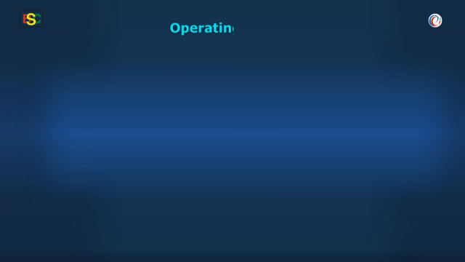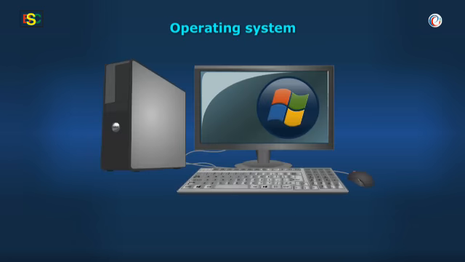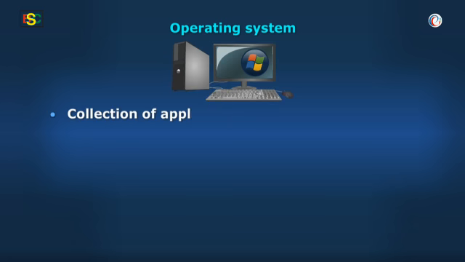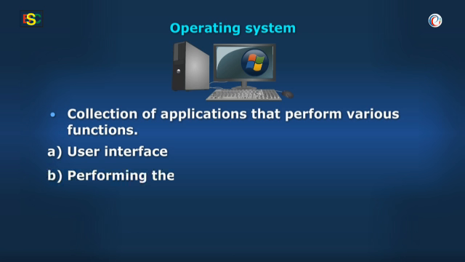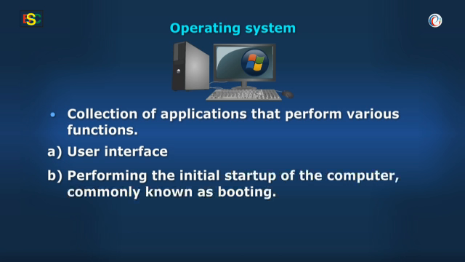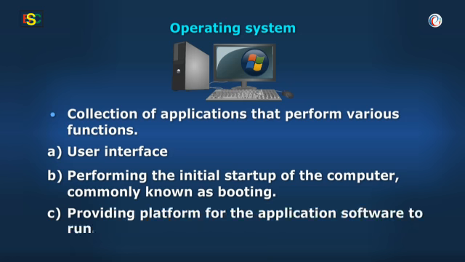Now that we have loaded the operating system in the main memory, let's talk about it. An operating system, again, is a collection of applications that perform various functions. The most important of these are providing a user interface for the user to interact with the hardware, performing the initial startup of the computer, commonly known as booting, and providing a platform for the application software to run.